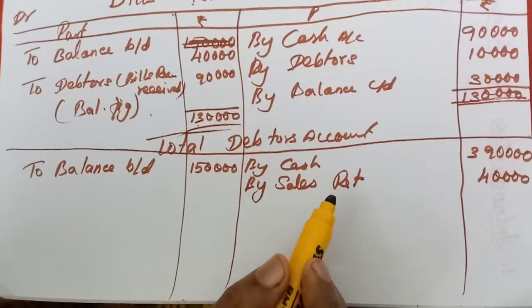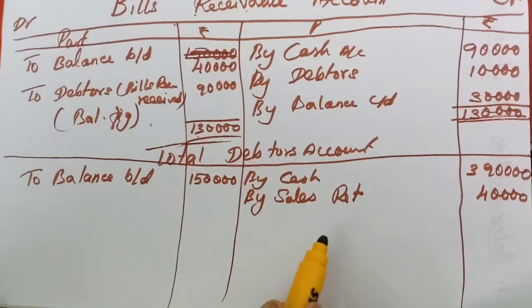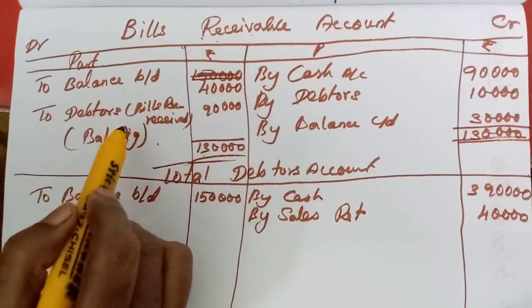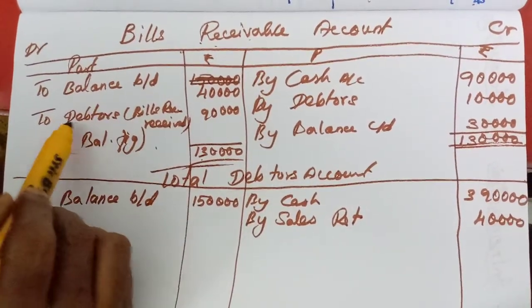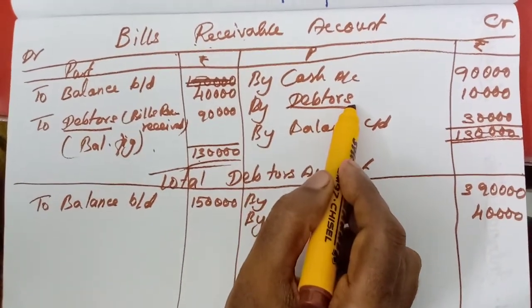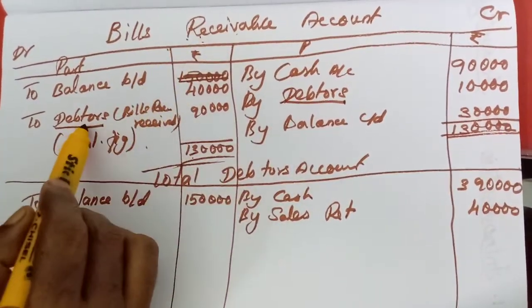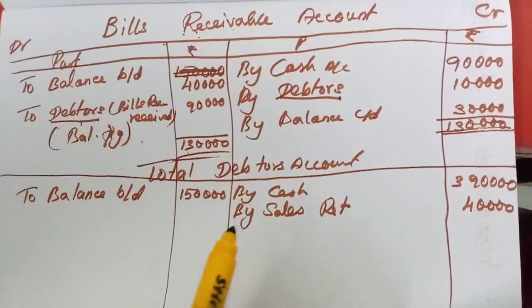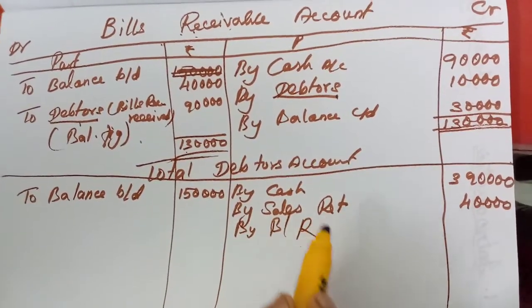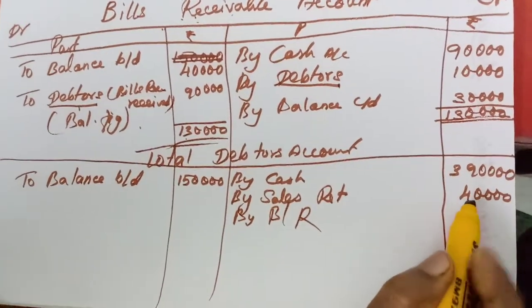Before writing the sundry debtors closing, you have to write this one, bills receivable account. Here you see two debtors, here one debtor. These two we have to enter. How? Here bills receivable account debtor to debtors. So here by bills receivable, in short I am writing, by bills receivable, here 90,000.